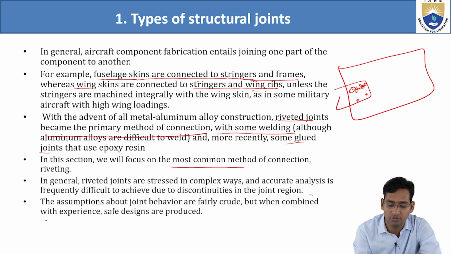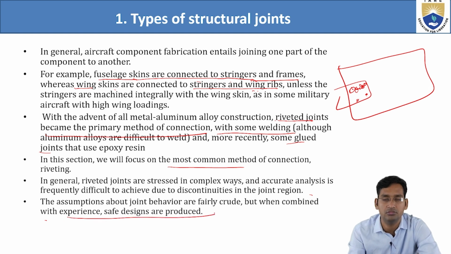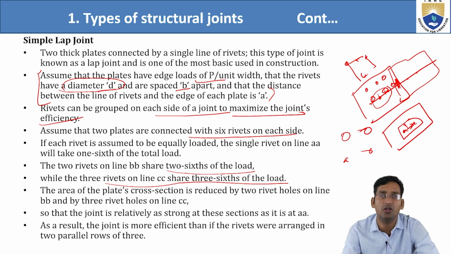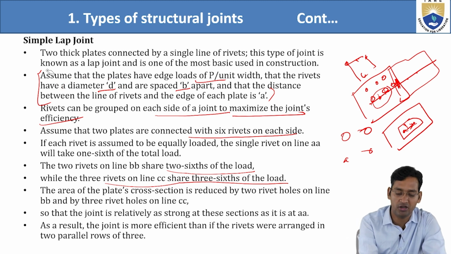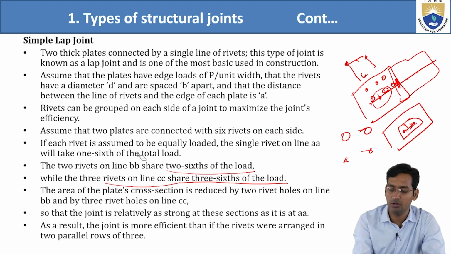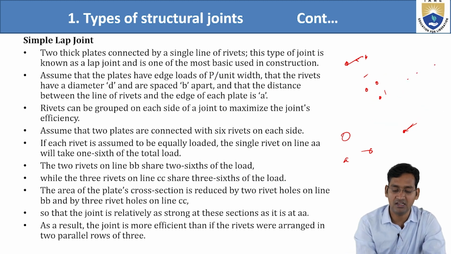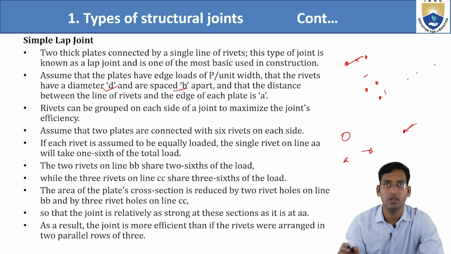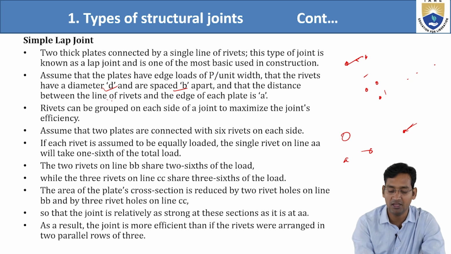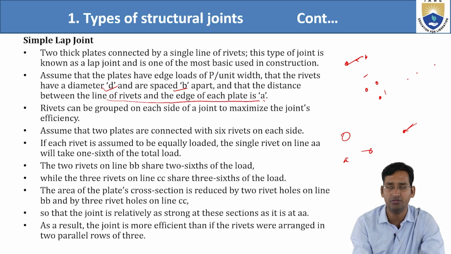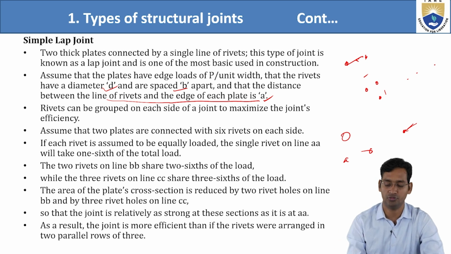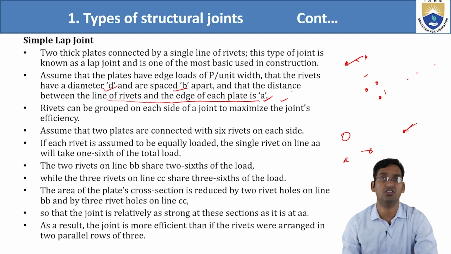Some assumptions are there, for a safe design, and fairly it should be crude. Next, the simple lap joint, where one plate lies over the other. We assume a load P per unit length is acting, the rivet diameter is D, the rivets are spaced apart by B, and the distance between the line of rivets and the edge of each plate is A. This is important to remember: what is D, what is B, what is A.